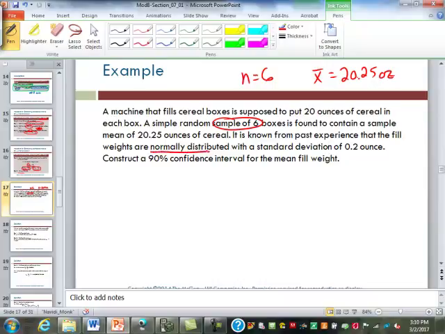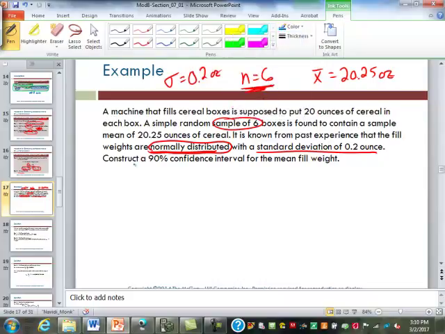There's what we needed. Since the sample size is small, it's less than 30, we have to know that the population is normally distributed. If we're not given that information that the population is normally distributed, we can't proceed with a small sample size like that. If we're not told it's normally distributed, the sample must be 30 or more. So since it's normally distributed, the sample size of 6 is okay, n equals 6. And a standard deviation of 0.2. So sigma, our population standard deviation, is 0.2 ounces.